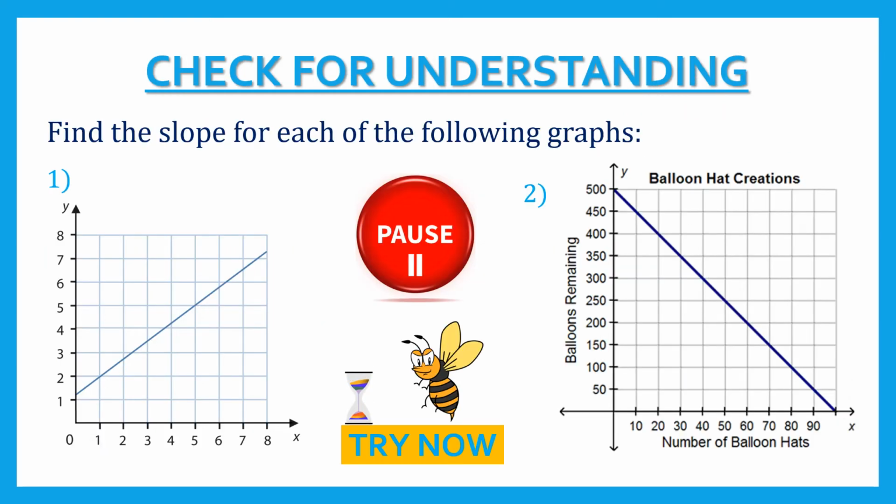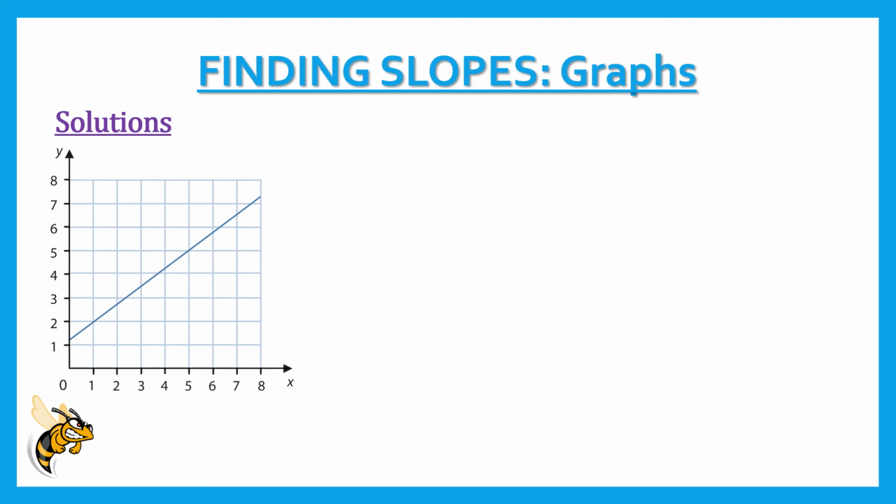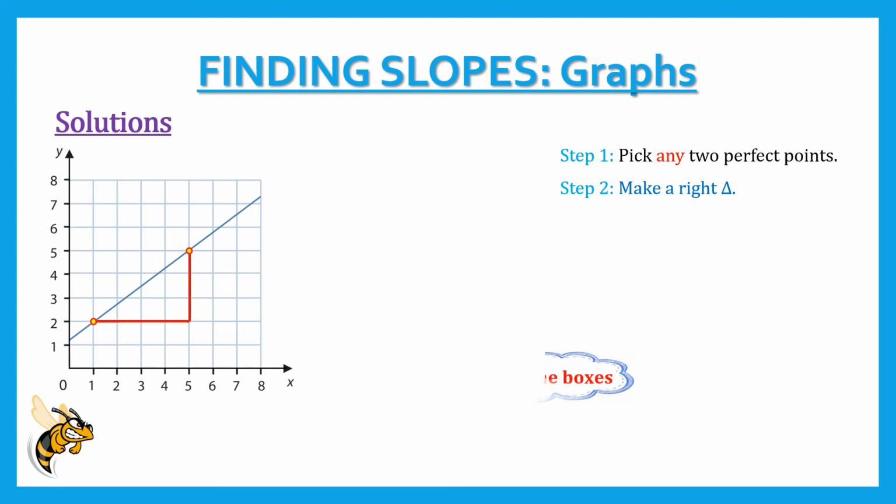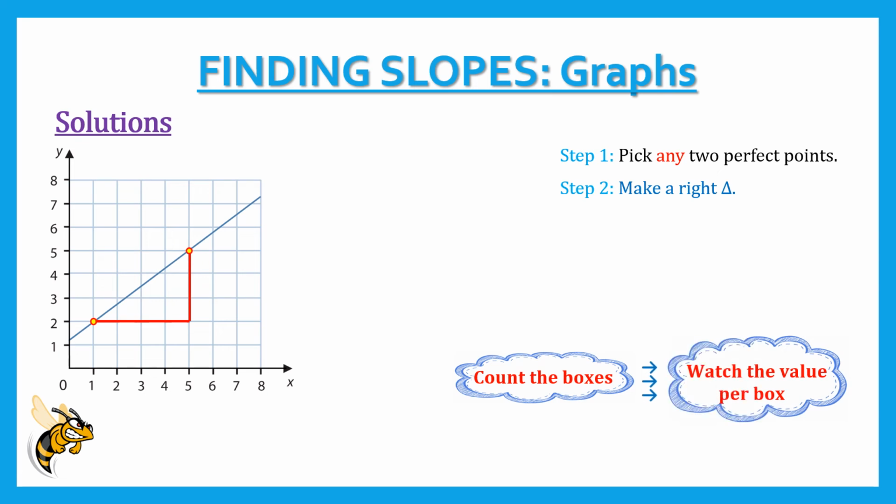Please check for understanding by trying these two problems. Solutions. We're going to pick any two perfect points. I'm going to make my right triangle. And I'm going to pay attention to the boxes because we have to make sure that we count the boxes and the values are accurate.